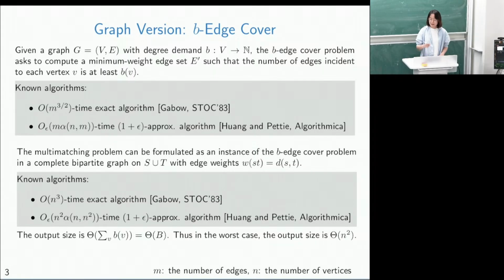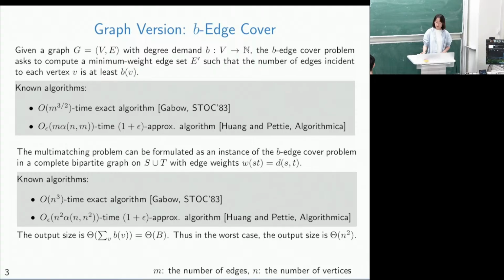So if we measure the efficiency of the algorithm using the input size only, then the second one has a tight running time. So our goal is to design an output-sensitive algorithm for the geometric multimatching problem. We want to measure the efficiency of our algorithm in terms of the output size.